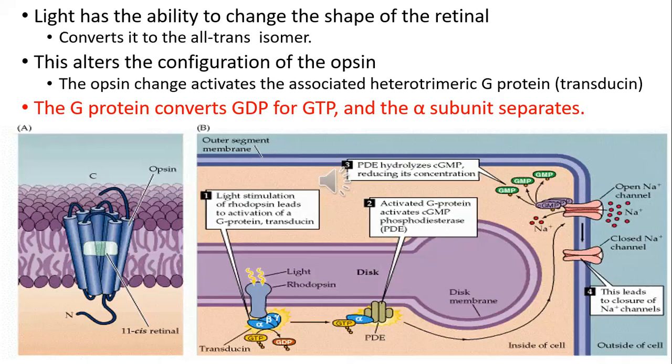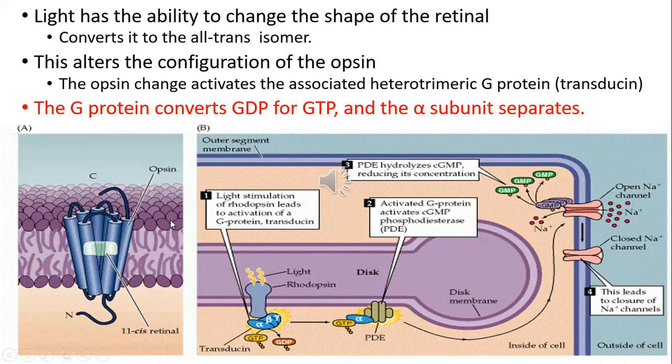The opsin changes activate the associated heterotetrameric G protein known as transducin. Now we'll talk about this using this diagram. The G protein converts GDP to GTP, and the alpha subunit separates. What you are seeing here is opsin, and this is 11-cis retinol found in the rod cells.